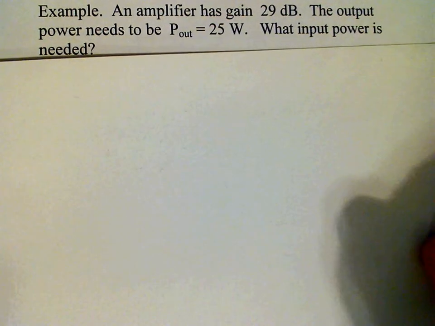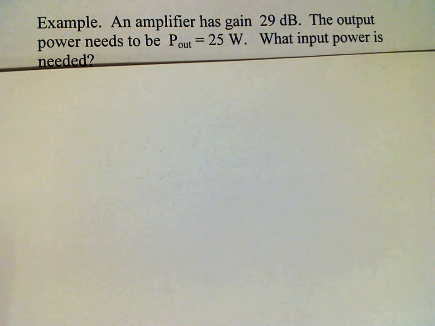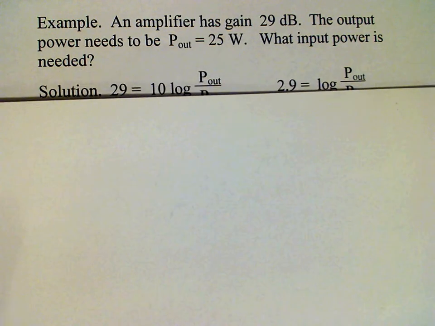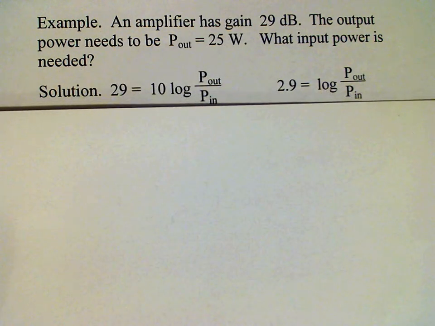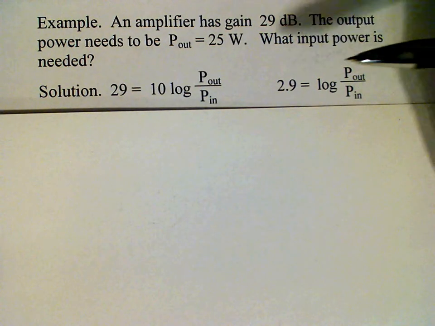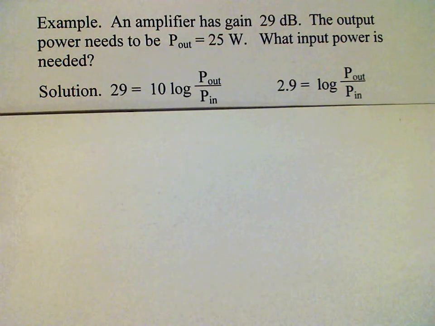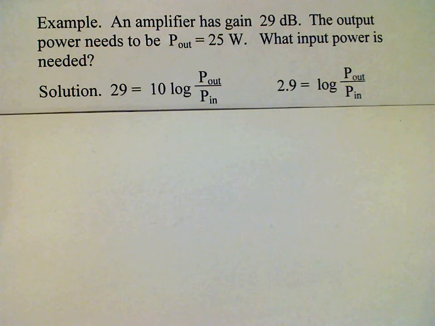Okay, one more example. This time we're given the output power and the gain, and we need to find the input power. Okay, so again we substitute in the gain and divide by 10. That gives us 2.9 equals log P out over P in. And then rewrite in exponential form. So 10 to the 2.9 equals the ratio of P out over P in.